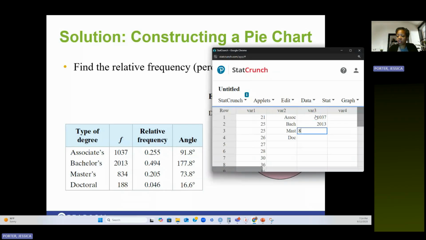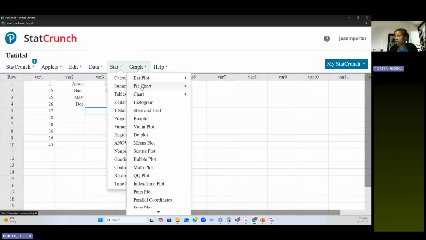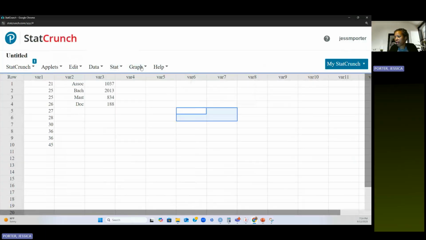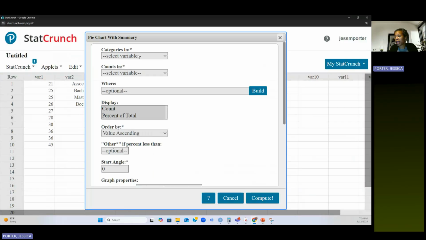But in this case, when you put it in StatCrunch, you don't have to find the relative frequency because it will do that for you. So graph, pie chart, with summary. And the categories are in var 2. My counts are in var 3. Those are the frequencies.